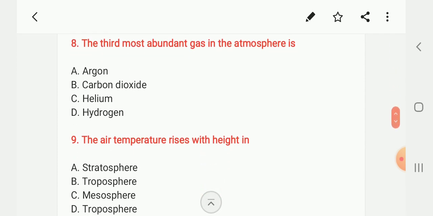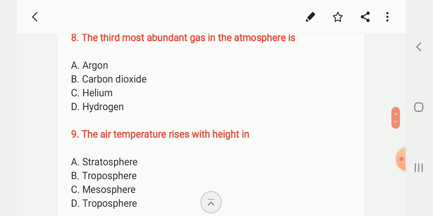Question number 9. The air temperature rises with height in A, Stratosphere; B, Troposphere; C, Mesosphere; and D, Ionosphere. The correct answer is A, Stratosphere.